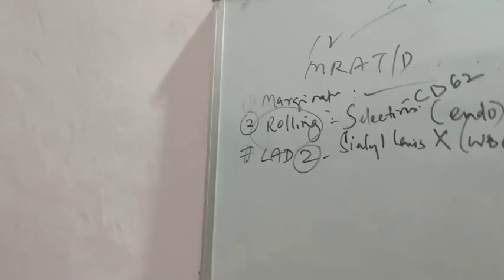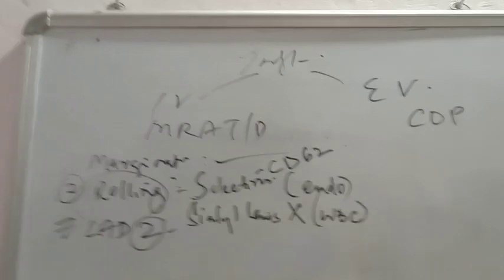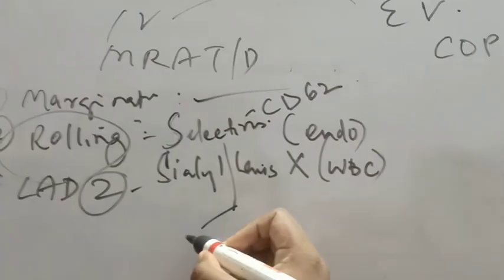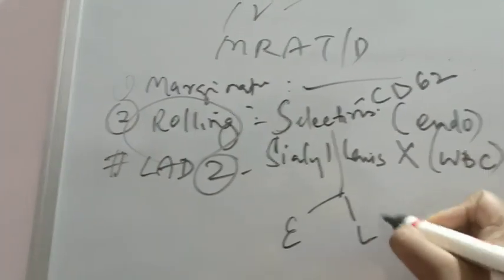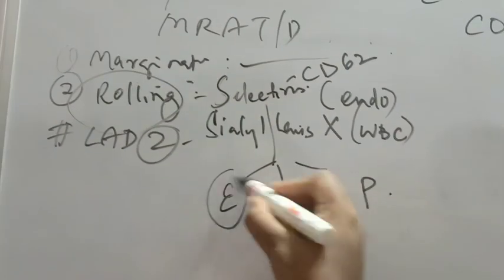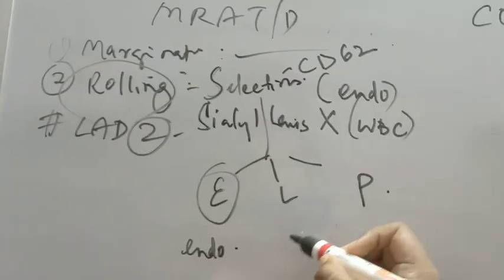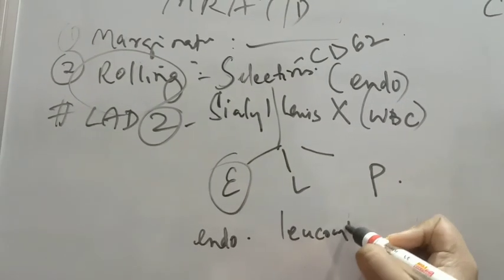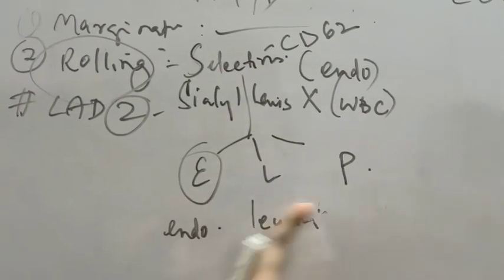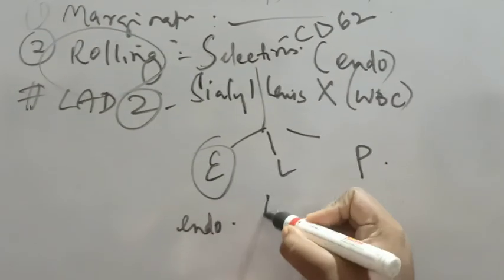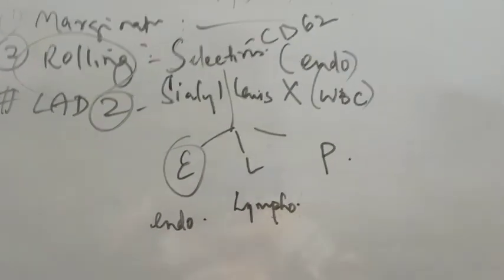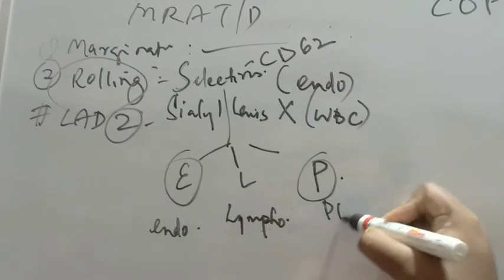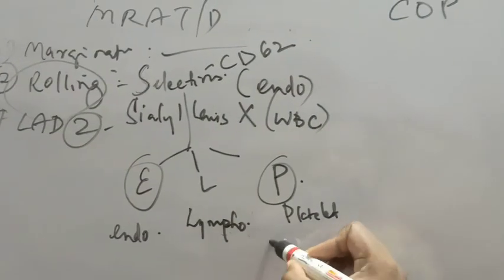Now let us also know about the selectins, because it also comes in the exam. There are three types of selectins: E-selectin, L-selectin, and P-selectin. E for endothelium. L is leukocyte, but it's not exactly leukocyte, it's the lymphocyte part of leukocyte. And P is for platelet. This is also a previous year question: platelet only, endothelium only, or platelet plus endothelium. So be careful that P-selectin is present on both platelet and endothelium.